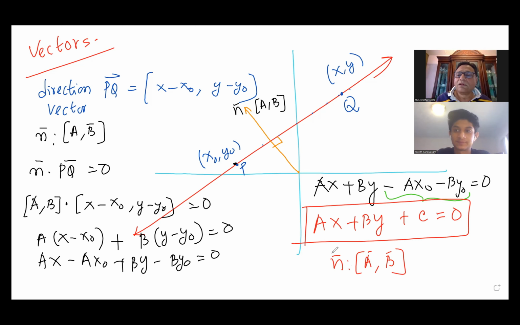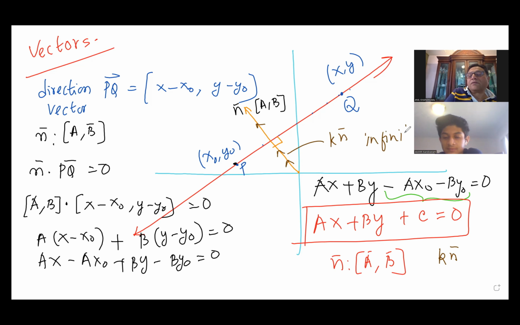Now, to this line, we can have many normals, right? Because any scalar multiple k of n will be normal to it. So even k times n will be normal, right? Some will be smaller, some will be greater. Do you see that? Yes, sir. So each kn, so we have infinite normal vectors. Is that clear to you?